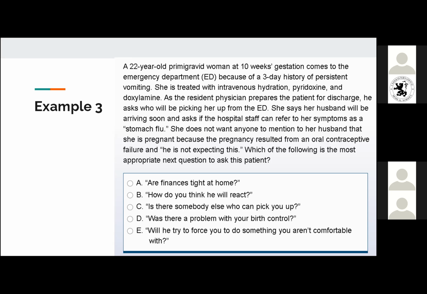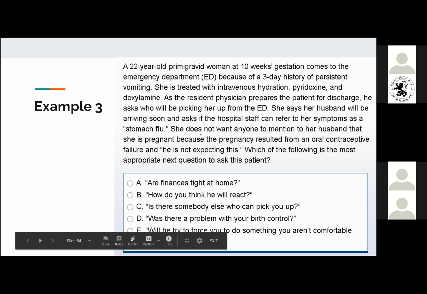So, like you'll get used to. For example, the way that you prepare for these types of questions is just by doing practice questions on New World. There are a lot of them on New World, and they'll prepare you. Another thing is that you have to read the medical ethics book that I recommended. But in general, the answer is B, how do you think he will react?